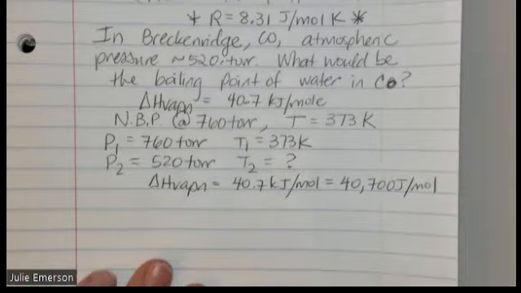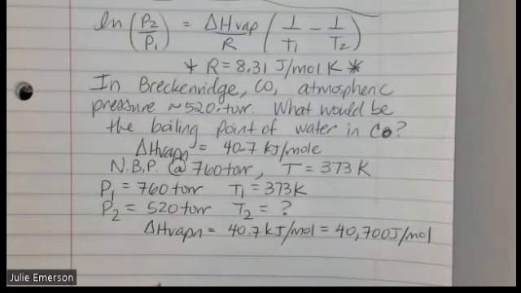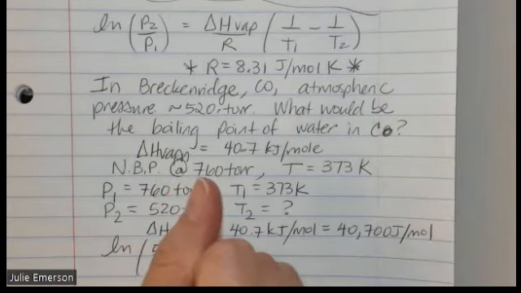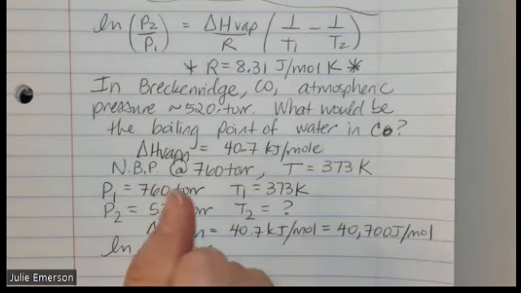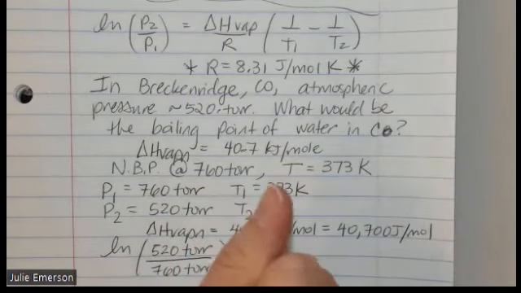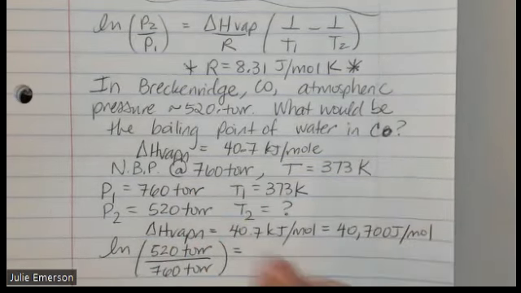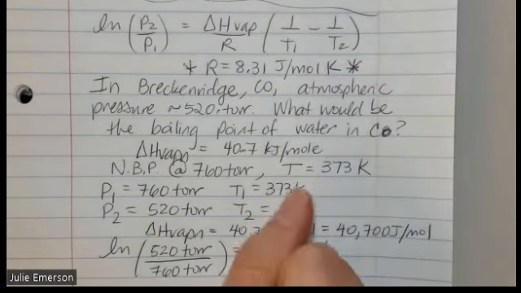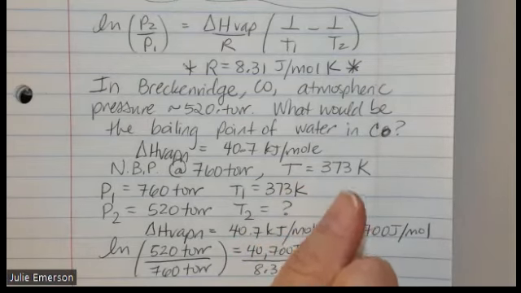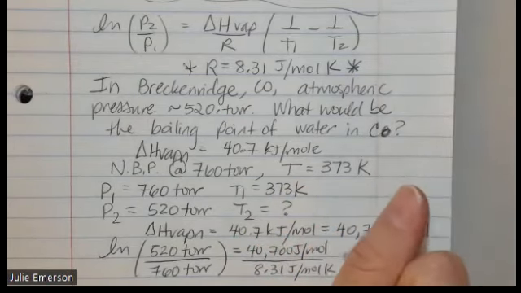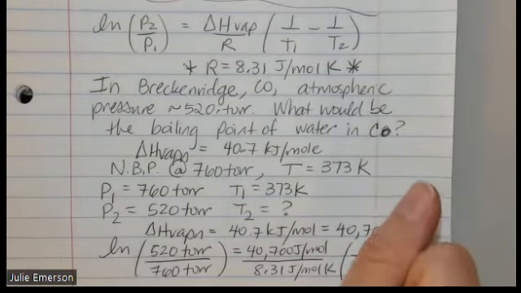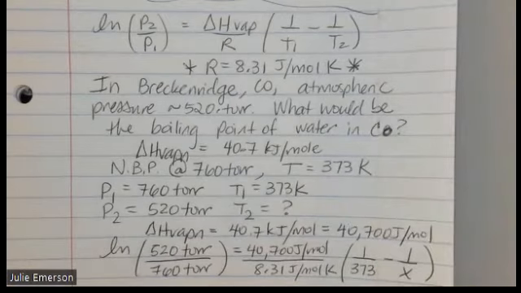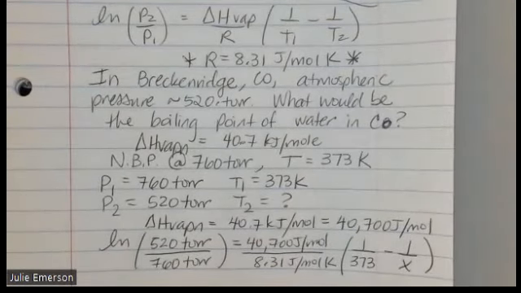All right, and now at this point, I'm ready to plug in, right? So I'm going to try to fit this on the screen. ln of P2, 520 torr, over P1, 760 torr, equals my heat of vaporization, the 40,700 joule per mole, divided by the 8.31 joule per mole Kelvin, times the inverse of T1 minus the inverse of T2. And I don't know what T2 is yet, so I'm going to just label that as my X.